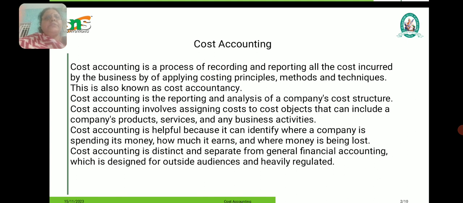Cost accounting is the reporting and analysis of a company's cost structure. Cost accounting involves assigning costs to different objects that can include a company's product, service, and any business activities. Cost accounting is helpful because it can identify where the company is spending its money, how much it earns, and where money has been lost. Cost accounting is distinct and separate from general financial accounting.